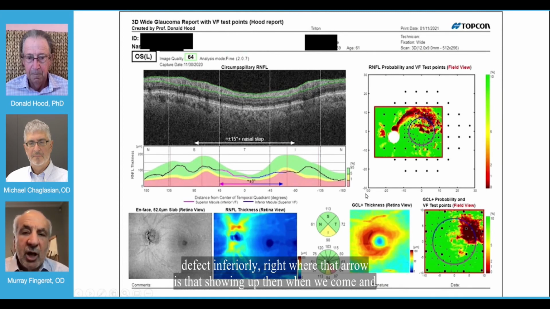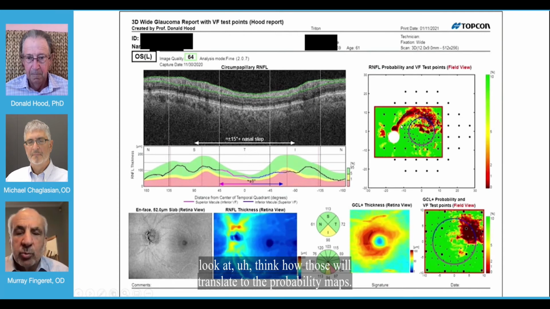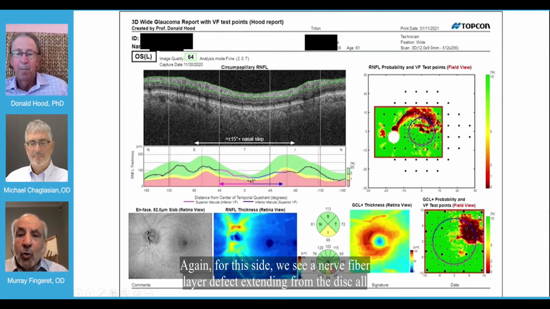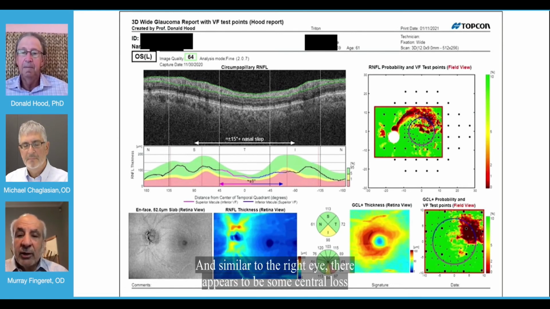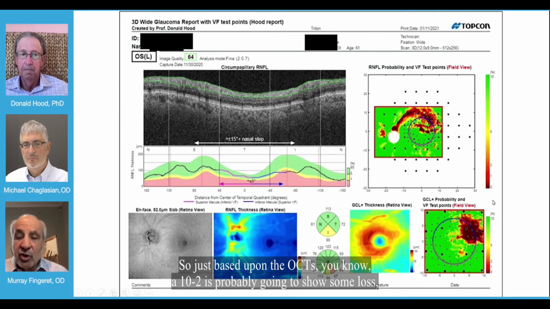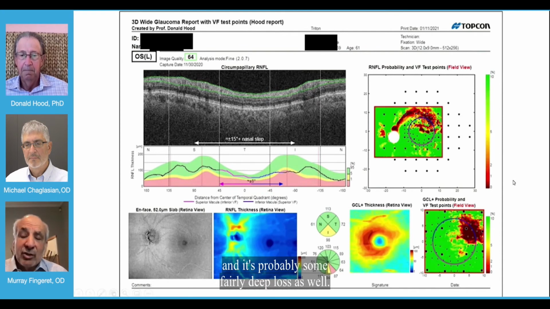And then when we look at how those will translate to the probability maps, again, for this eye, we see a nerve fiber layer defect extending from the disc all the way out to the macular region. And similar to the right eye, there appears to be some central loss going on in the left eye too. So just based upon the OCTs, a 10-2 is probably going to show some loss, and it's probably some fairly deep loss as well. And there may also be loss on the 24-2.